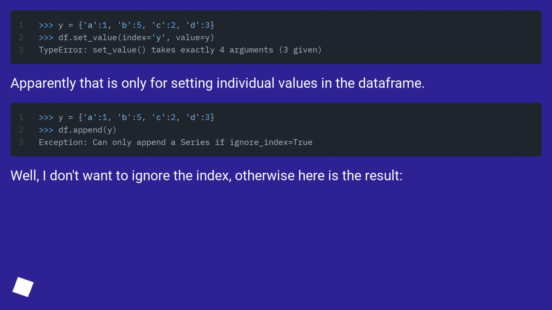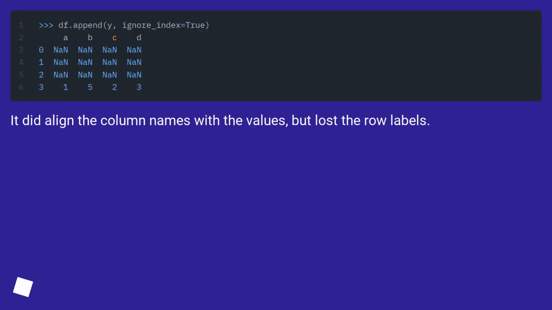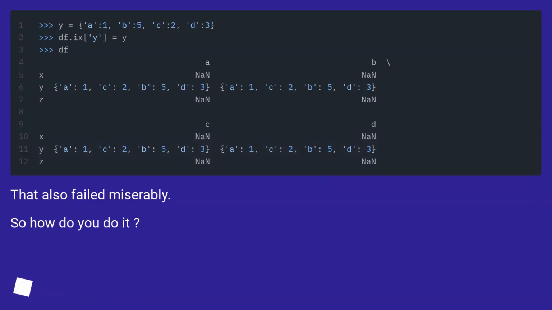Well, I don't want to ignore the index, otherwise here is the result. It did align the column names with the values, but lost the row labels. That also failed miserably. So how do you do it?